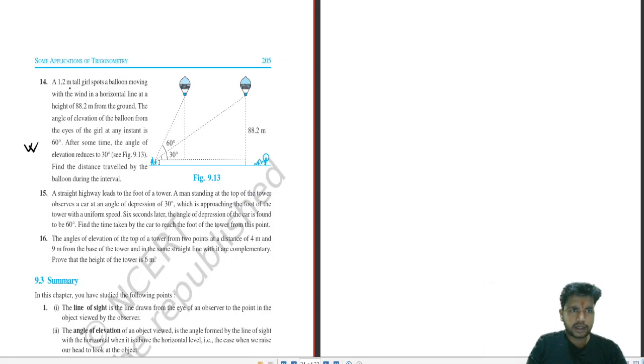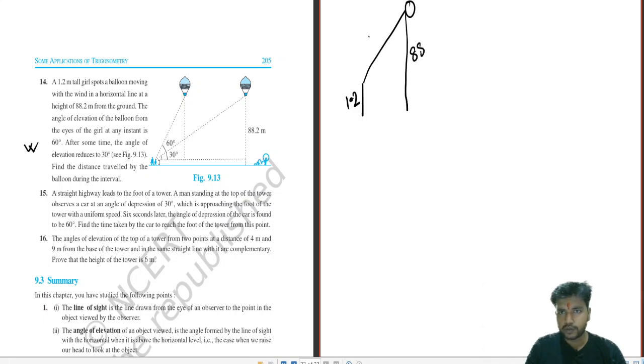A 1.2 meter tall girl spots a balloon moving while the wind is in a horizontal line at a height of 88.2 meters. From the ground, the angle of elevation of the balloon from the eyes of the girl is, at any instant, 60 degrees. That means the girl sees the balloon over here and the height is 88.2. So the height is obviously calculated from the ground, not from the girl's height.